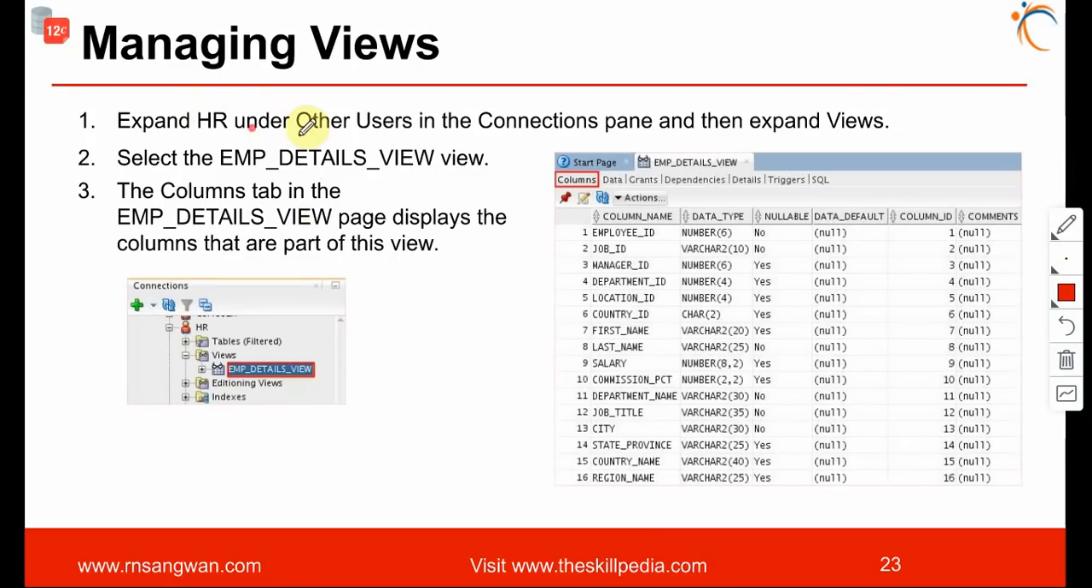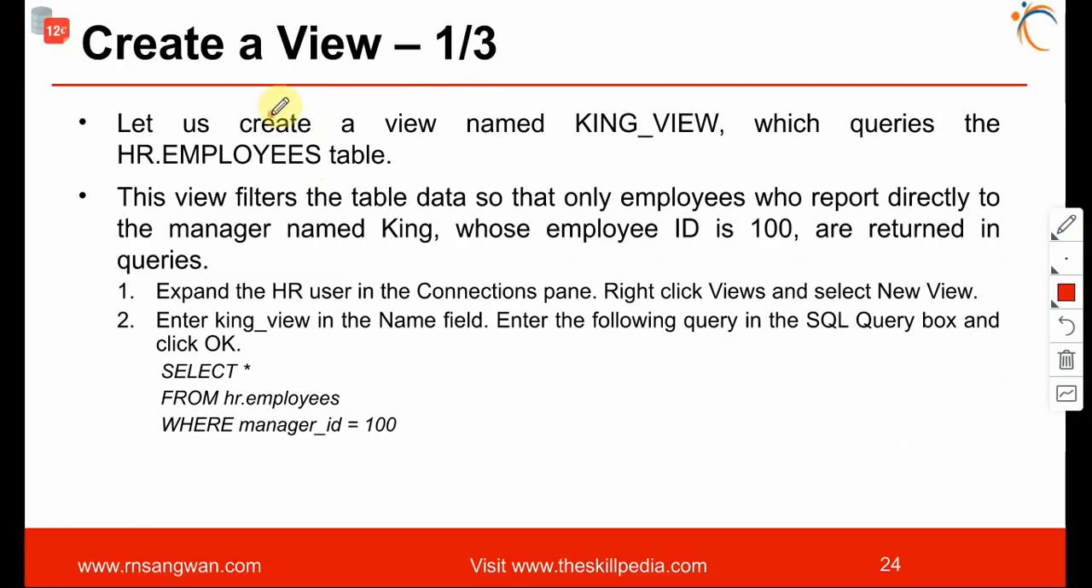Managing views, same thing, we have already seen that. Click on views and you click on that, you see the data, column, DDL, SQL, everything. Creating a view. Let's create a view named King View, which queries the HR employee table. This view filters the table data so that only employees who report directly to the manager named King, whose employee ID is 100, are returned in the query.